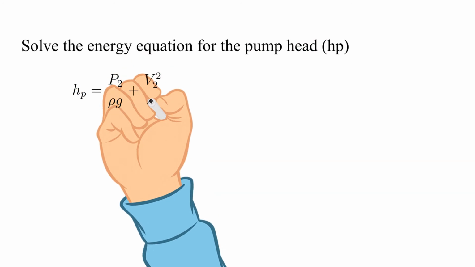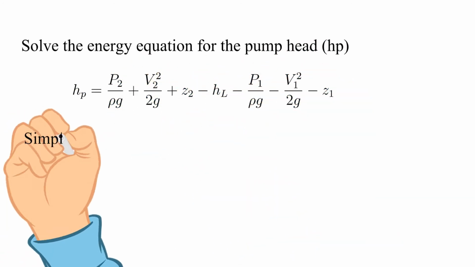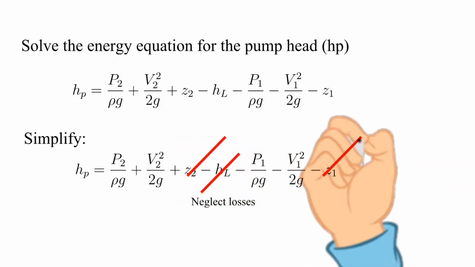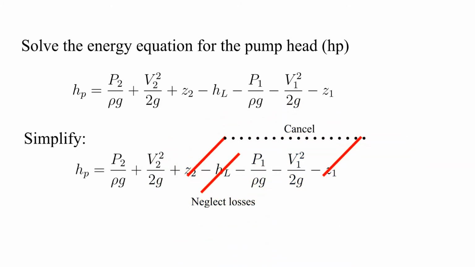Let's solve the energy equation for the pump head. Next we will simplify. We will set the loss term to 0. We will ignore any elevation change across the pump. This is a typical assumption in the analysis of most pumps and turbines.